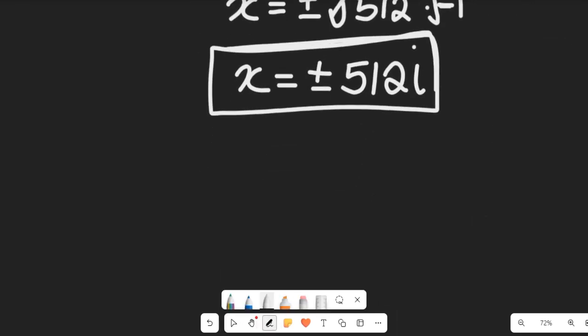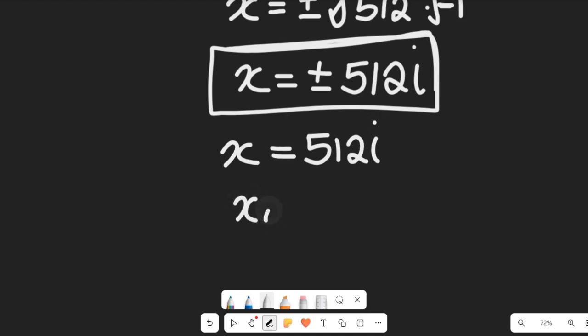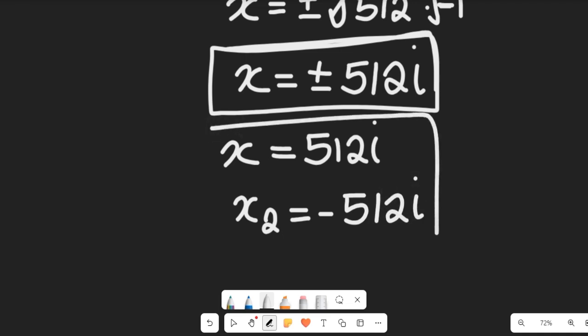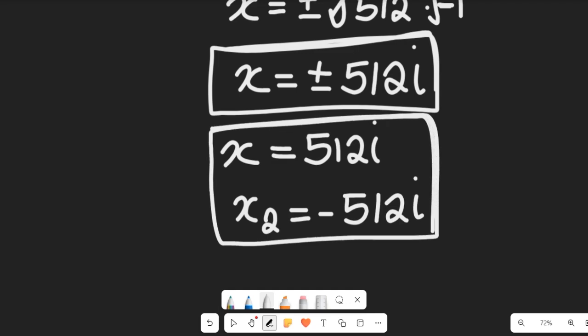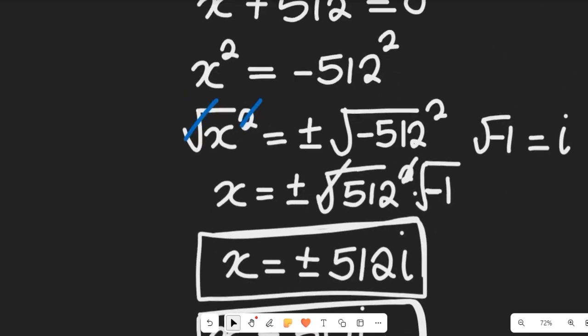So the value of our x1 can be equal to 512j, or x2 can be equal to negative 512j. And these are the solutions that satisfy that mathematical expression given to us up there.